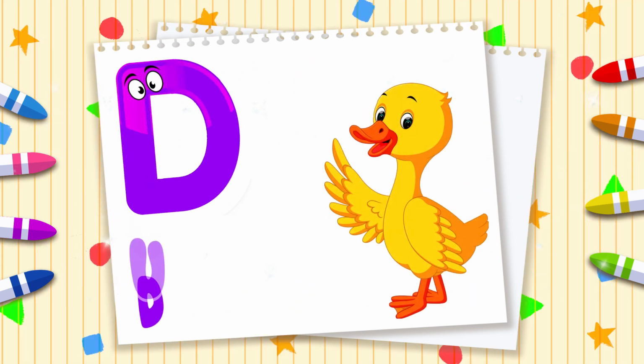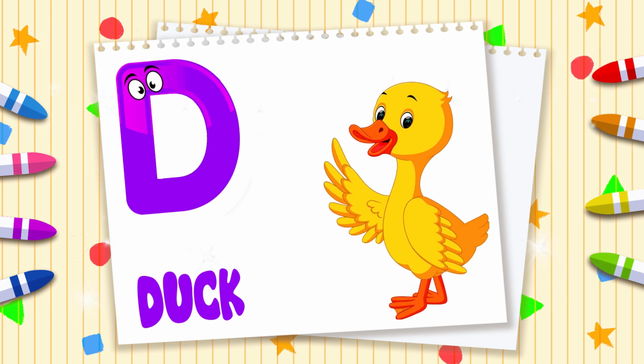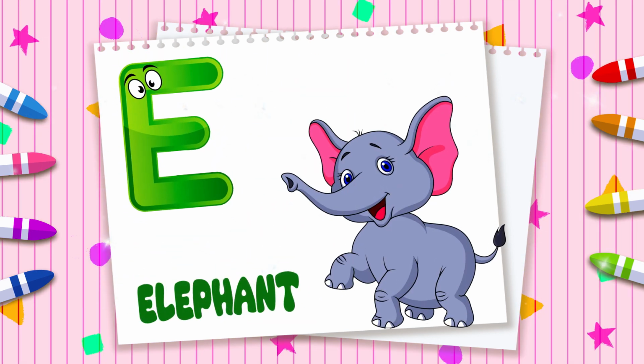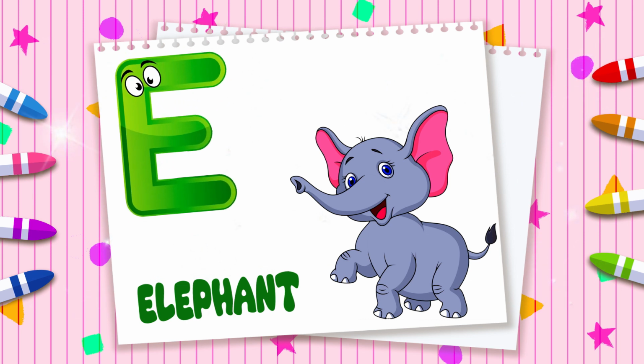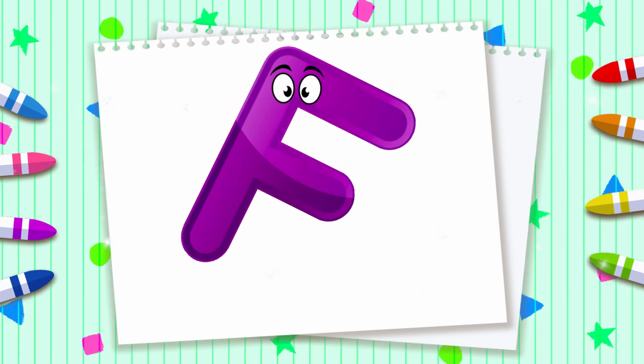D, d, duck. E is for elephant. E, e, elephant. F is for flamingo.